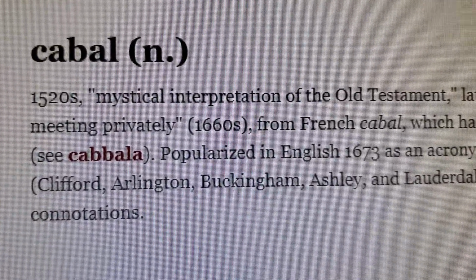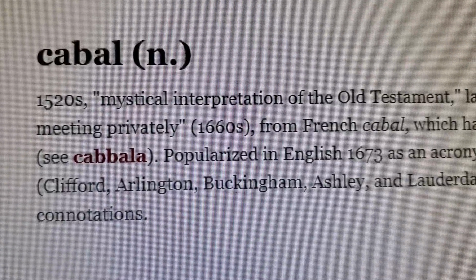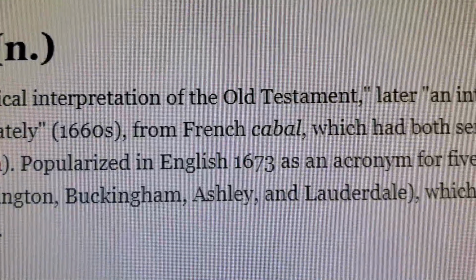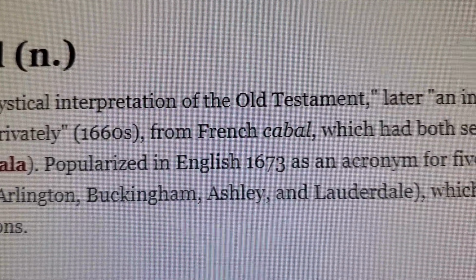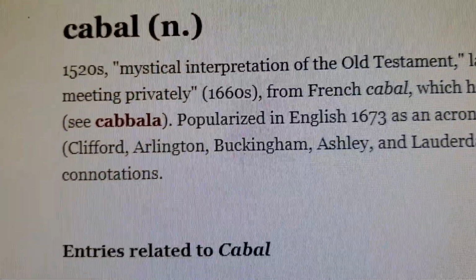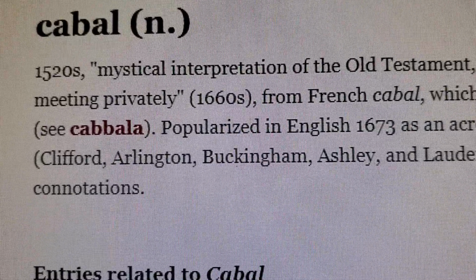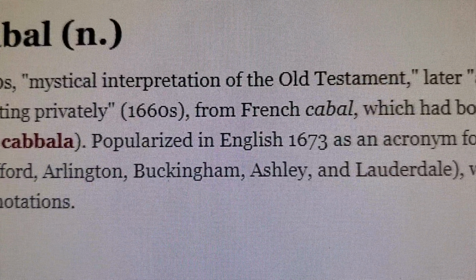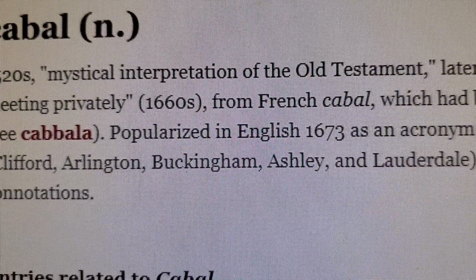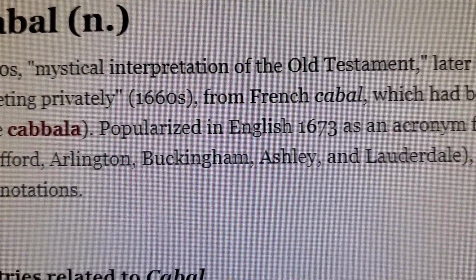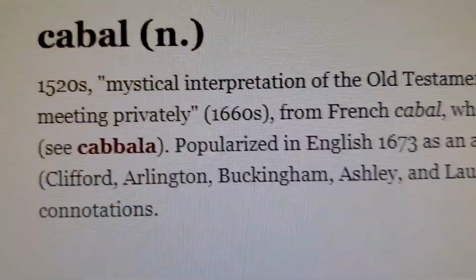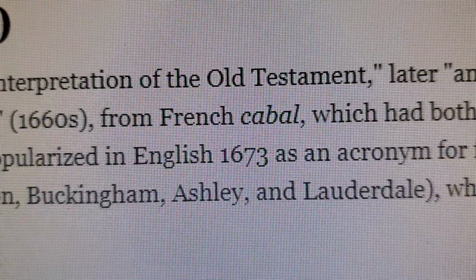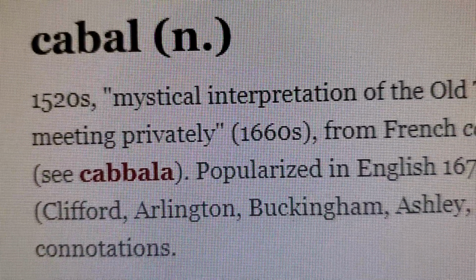Now I'm jumping to this word, cabal. It says 1520s, mystical interpretation of the Old Testament. Later, an intriguing society, a small group meeting privately. So from French cabal, which means both senses, Kabbalah, it was an acronym. So anyhow, mystical interpretation of the Old Testament. So what does that mean?